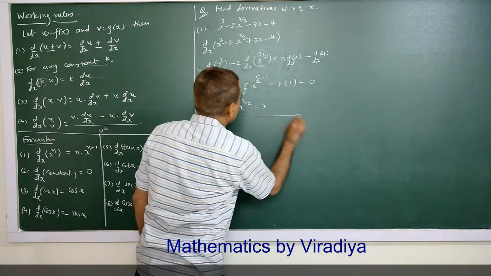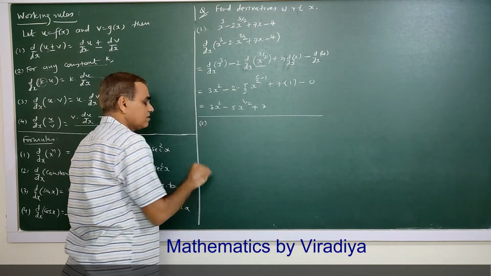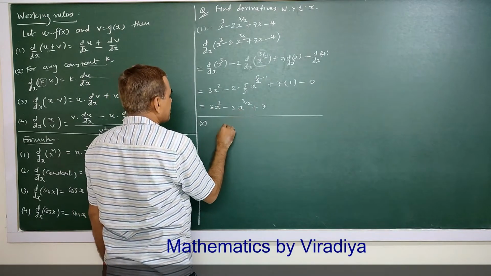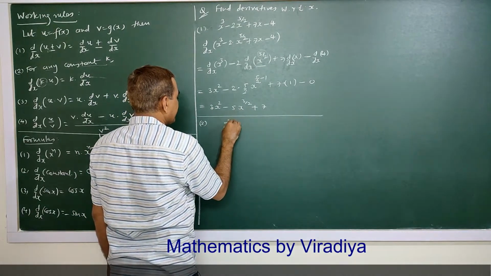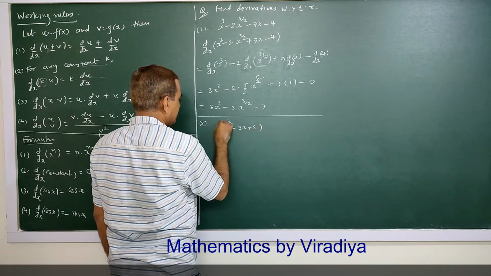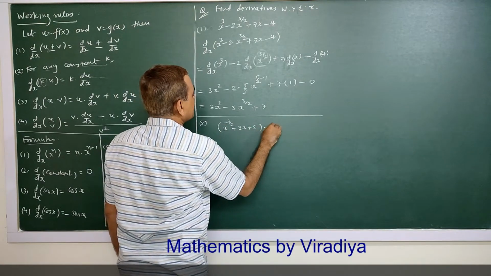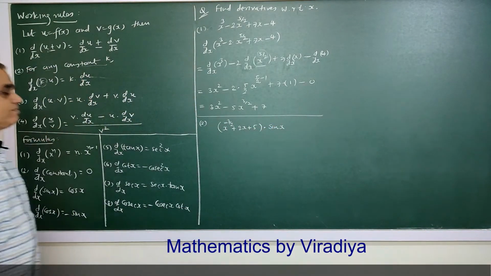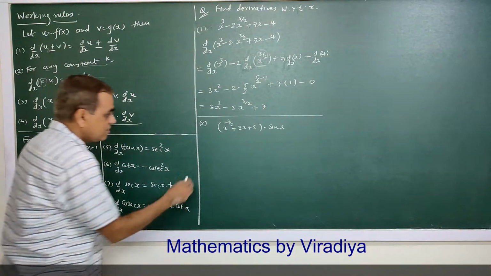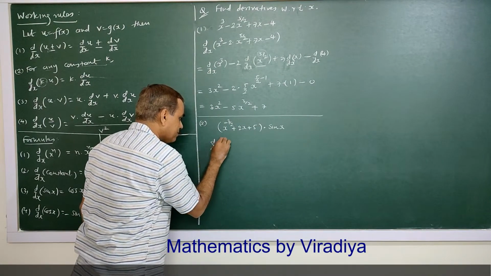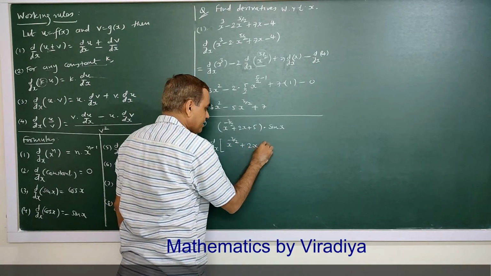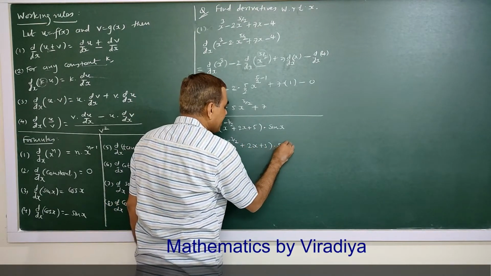Then second question, we want the derivative of (x raised to minus 3 by 2 plus 2x plus 5) into sin x. We want the derivative of this function. So derivative of (x raised to minus 3 by 2 plus 2x plus 5) into sin x.